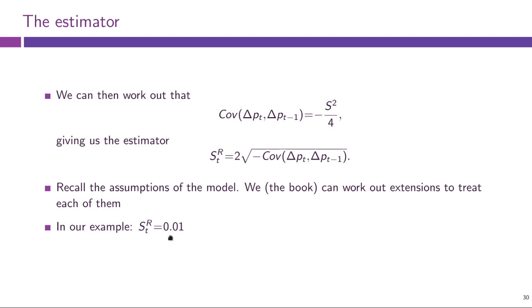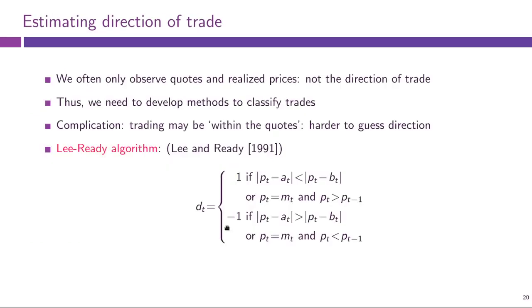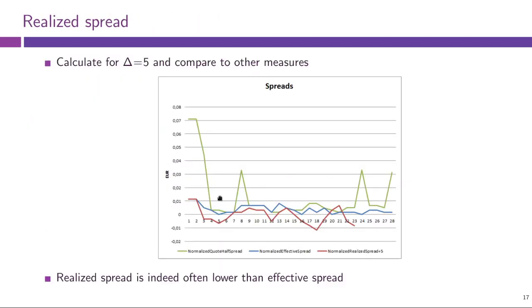So in our very simple example, if you decide to estimate the spread from Roll's measure, you will obtain 0.01. So one basis point. And if we go back and look at the actual spread estimators, you see that it is not that far. So our half spreads were pretty much between 0 and 1 basis point.